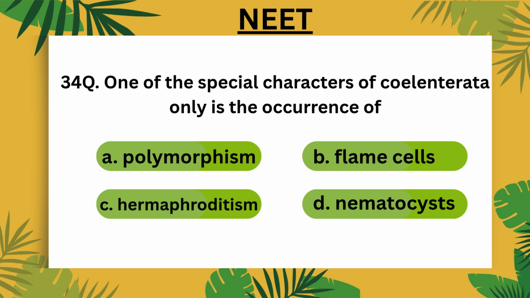Thirty-fourth question. One of the special characters of coelenterata only is the occurrence of A. Polymorphism. B. Flame cells. C. Hermaphroditism. D. Nematocysts.